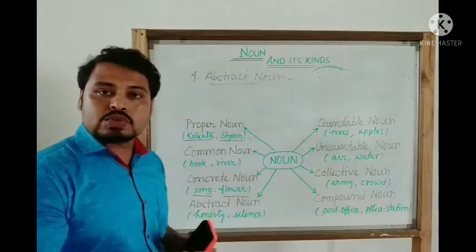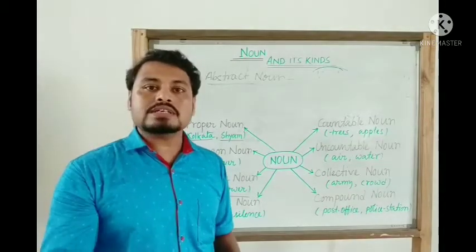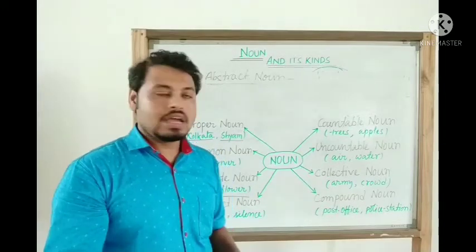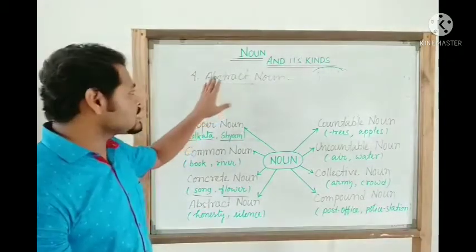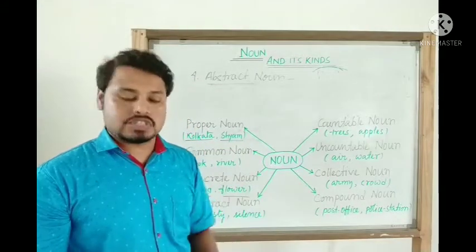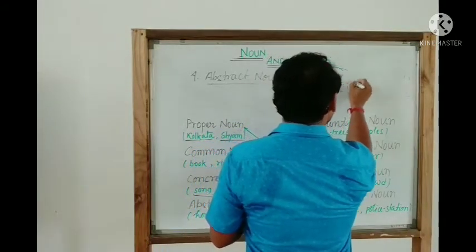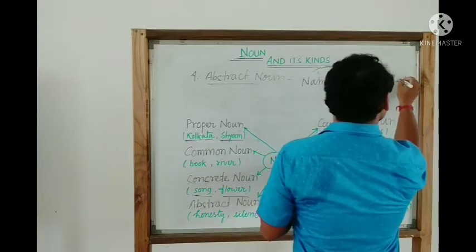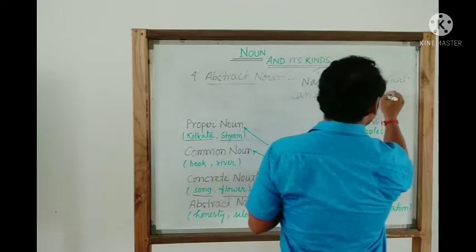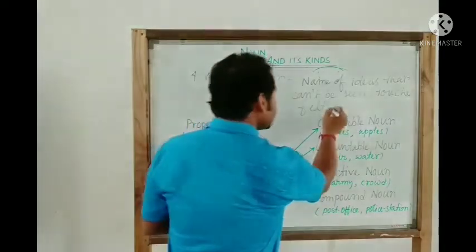Abstract, when we say abstract, this is just the opposite of the concrete. If a concrete noun is the noun of those things that can be felt or seen or touched, an abstract noun is actually the name of the ideas that cannot be seen or touched. So these abstract nouns are names of ideas that can't be seen or touched or felt. So these are the names of ideas.